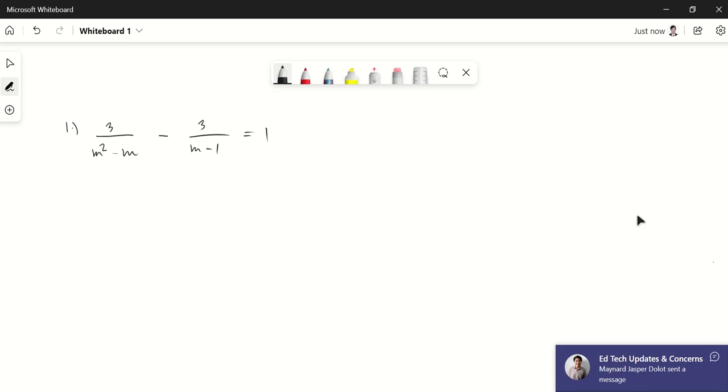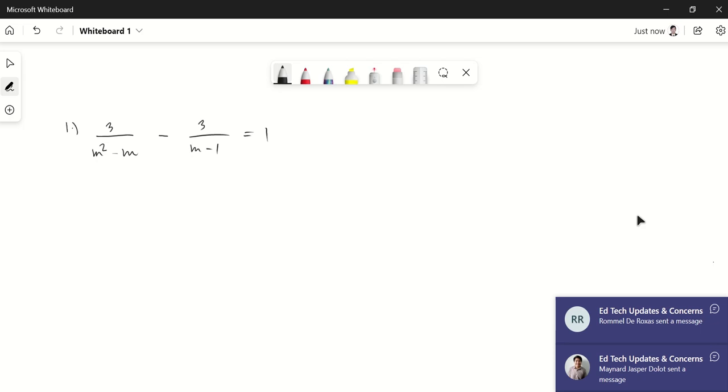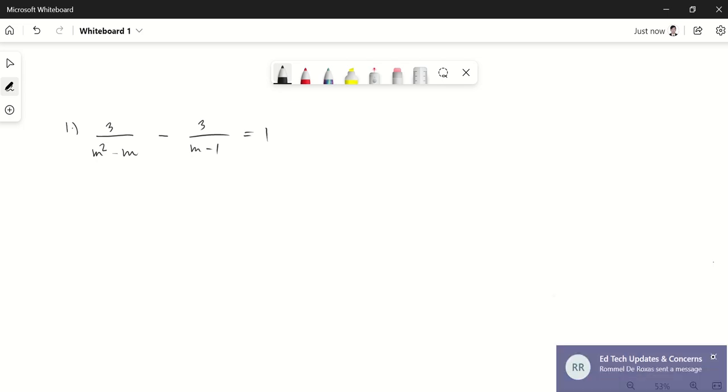Good day, everyone. In preparation for our quarter examination, we will now proceed to part 2 of our coverage, which is about solving rational equations with non-permissible values. We have here an example: 3 over m squared minus m, minus 3 over m minus 1, is equal to 1. And we need to solve for the values of m.